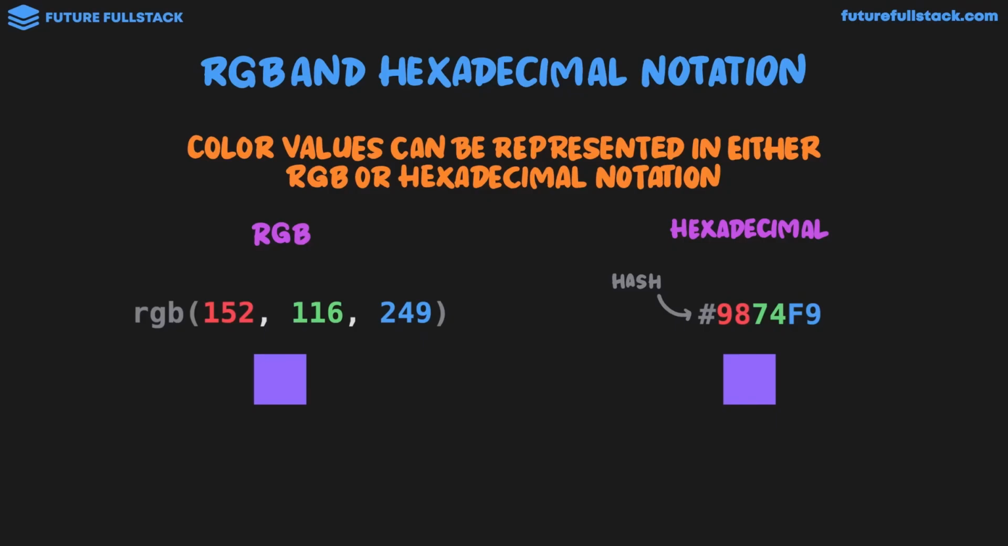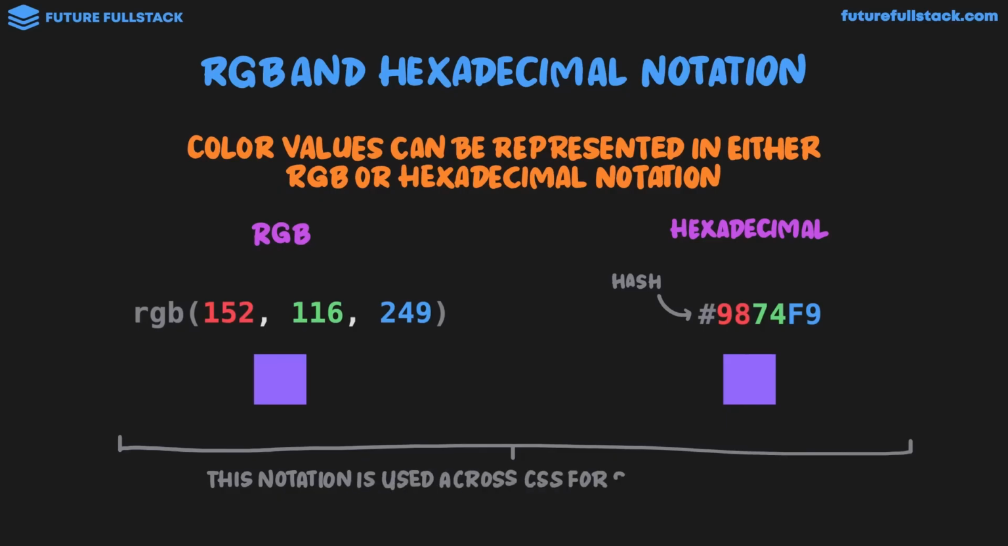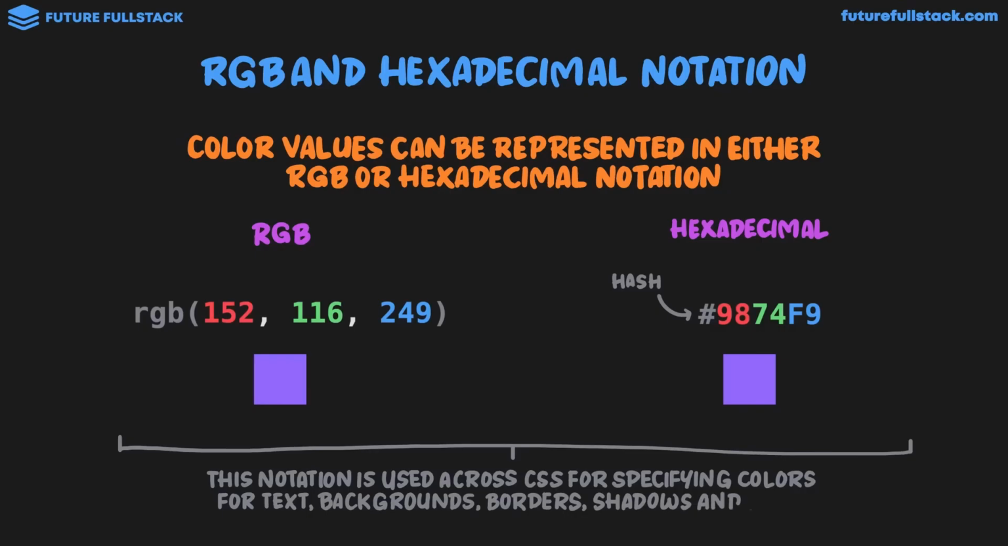Defining a color using the hexadecimal notation is actually more common than using RGB, so we're going to be using it throughout this course. And this notation is used across CSS for specifying colors for text, backgrounds, borders, shadows, and more. Now, you might be thinking, what is this hexadecimal notation? RGB you may have heard of before, but hexadecimal might be completely new to you.